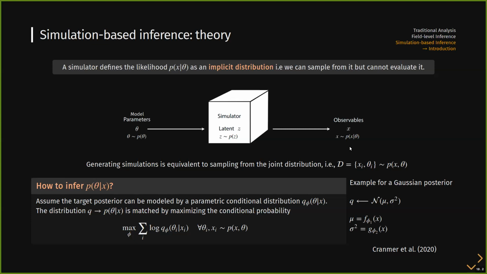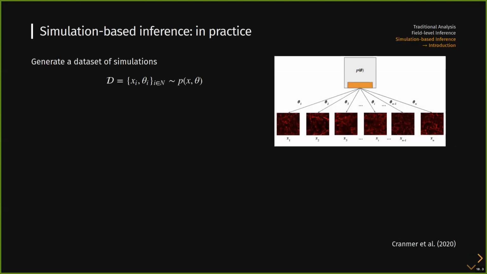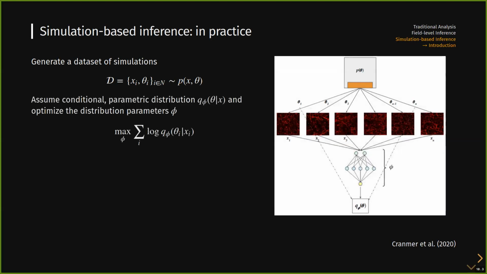This is an exact result. Again, there's no approximation here. I've just hidden some math behind, so it might seem like magic, but so far this is just statistics and no machine learning. So in practice, if you want to do simulation-based inference, all that you need to do is generate some dataset from your simulations, assume a parametric distribution, and then fit its parameters by maximizing this conditional distribution.